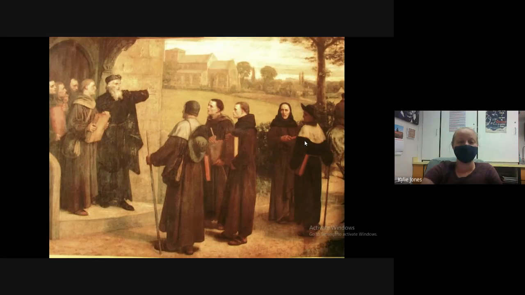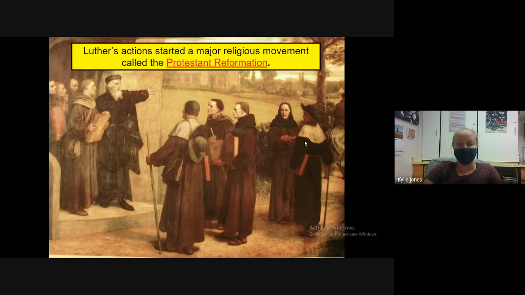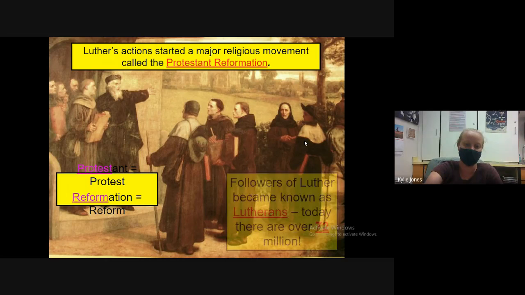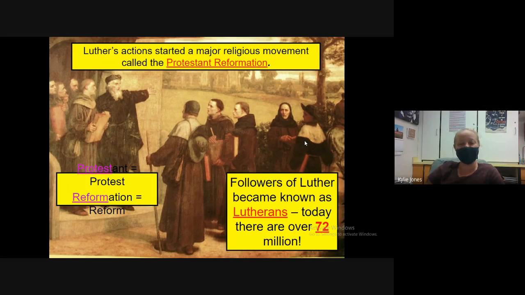Maybe. So, Martin Luther's actions started a major religious movement called the Protestant Reformation. Protestant is a type of religion, so he created a new branch of religion, basically. Protestant equals protest, Reformation equals reform. So it was a protest for reforming stuff, right? The followers of Martin Luther became known as Lutherans. Today there are over 72 million people that follow the Lutheran religion.